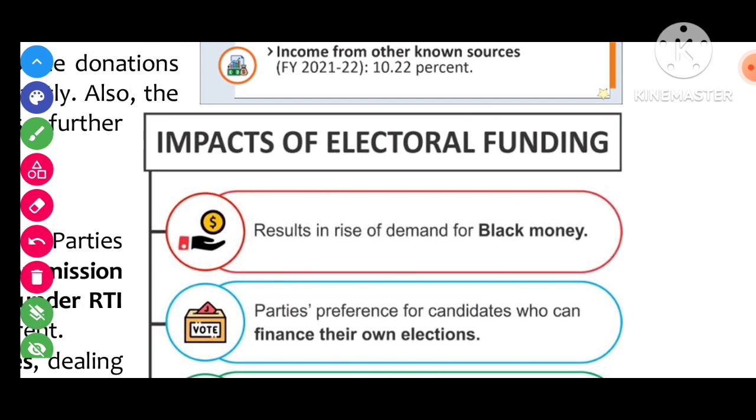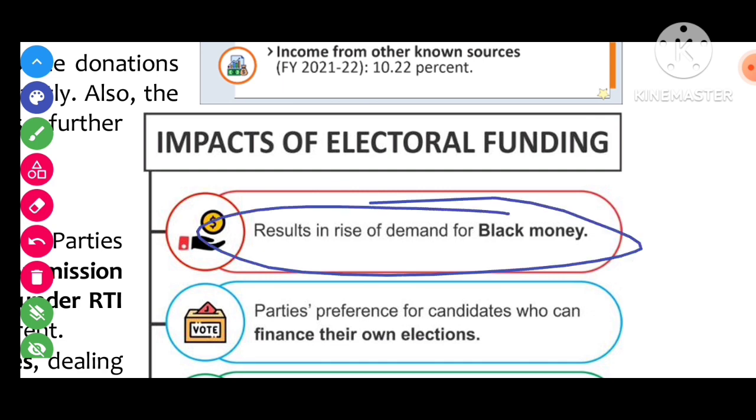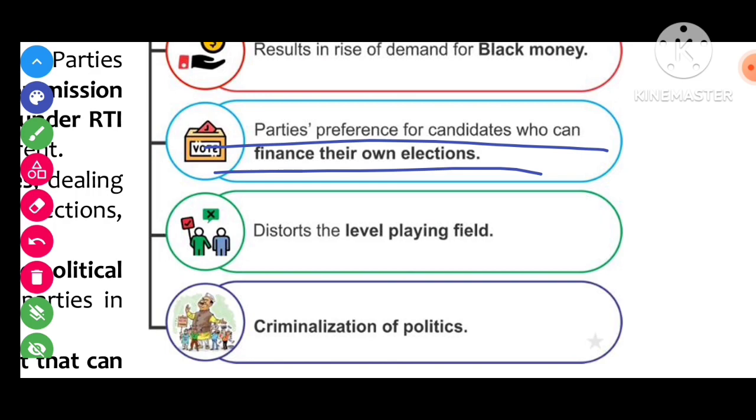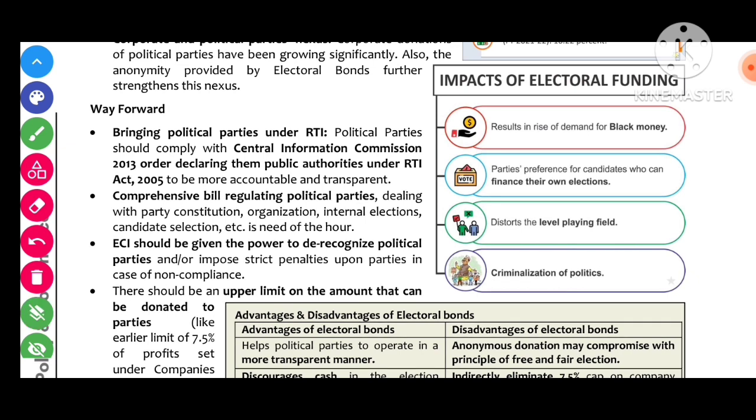The impact of electoral funding results in a rise in demand for black money. Okay, and the parties' preference for candidates who can finance their own elections distorts the level playing field, and leads to criminalization of politics. So remember here. And what is the way forward? You can read from your Means 365 or PDF or handbook.